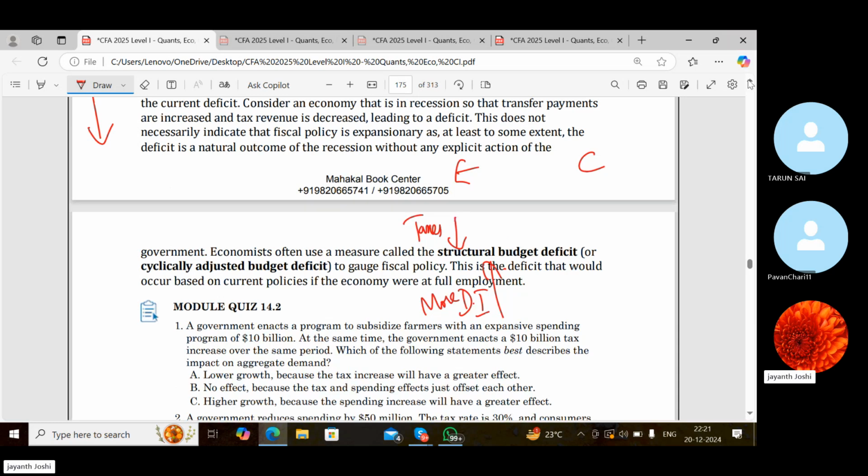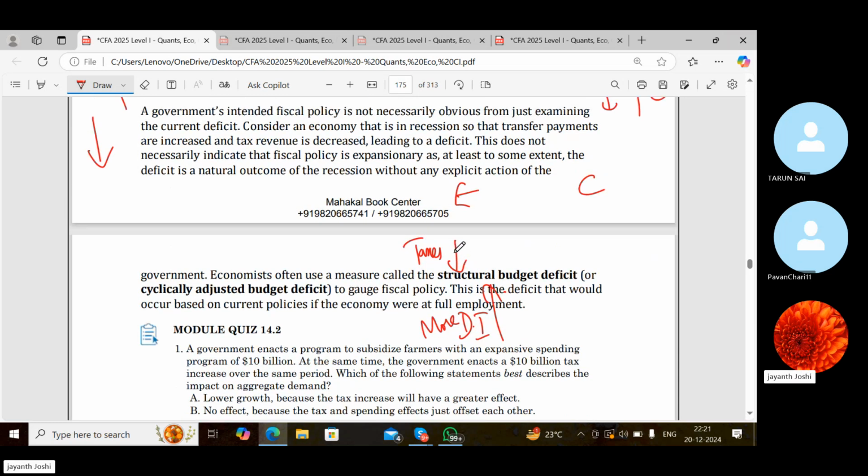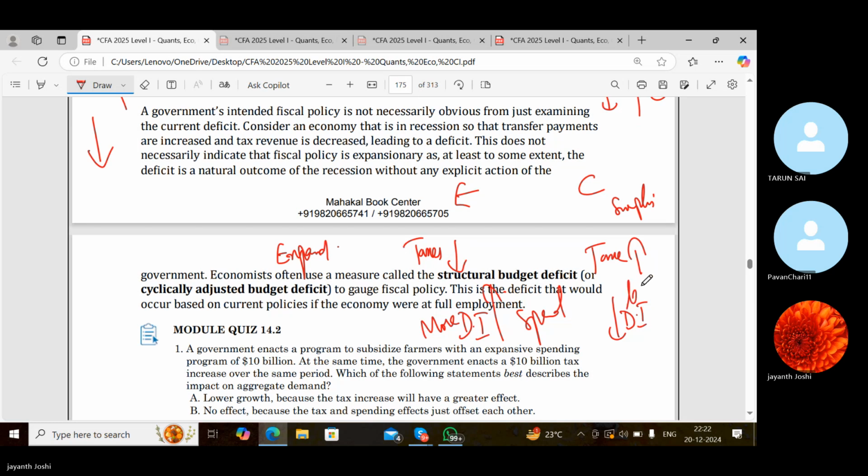So less taxes, if the government is reducing taxes, means more disposable income, and they spend more. That will lead the economy to expand. And if the taxes are more, that means government will get a surplus from this. That will reduce the disposable income, spending will decrease, and that is contractionary.